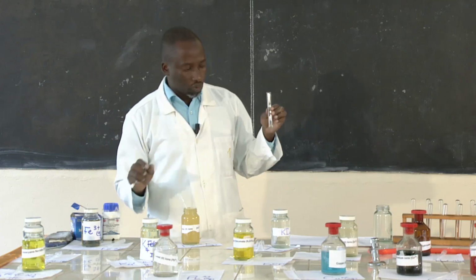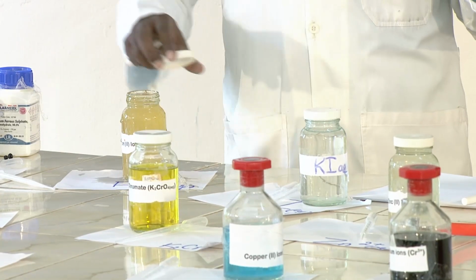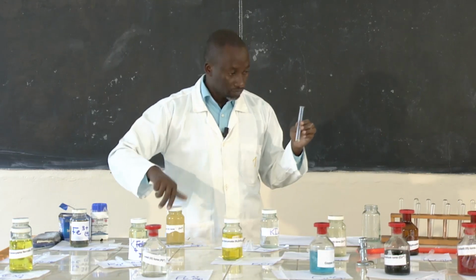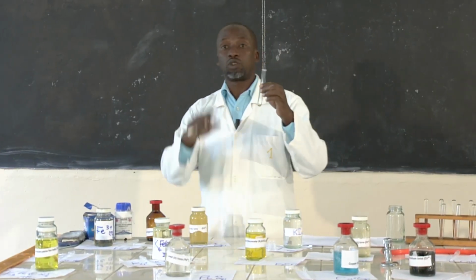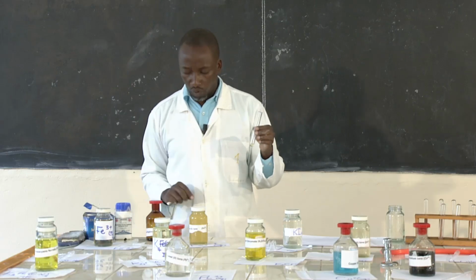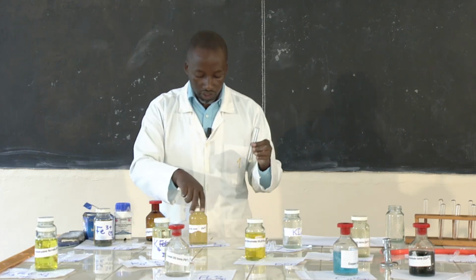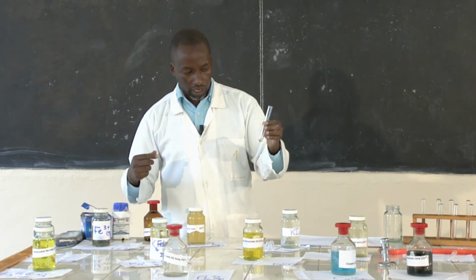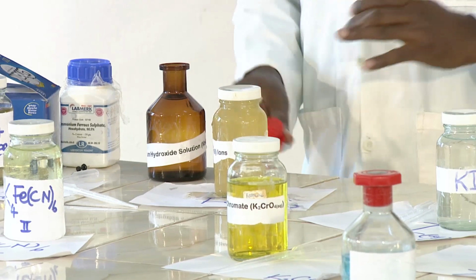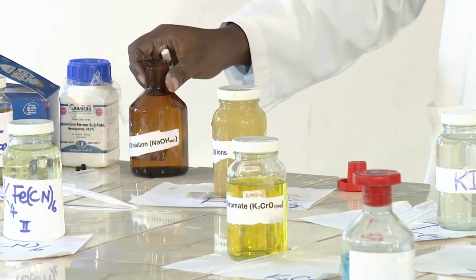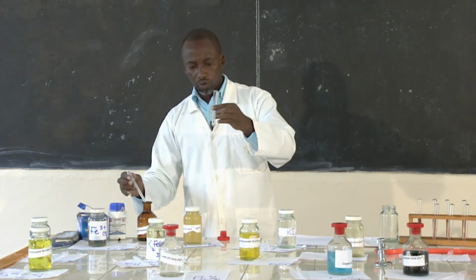And we are just going to add sodium hydroxide. Sorry, I'm just trying to cover up this iron 2 because, remember, iron 2 is a very unstable compound. It easily turns into iron 3 in the presence of oxygen. So that's why I have to cover it again, and all the solutions have to be covered. So this is sodium hydroxide, and I'll add a few drops.